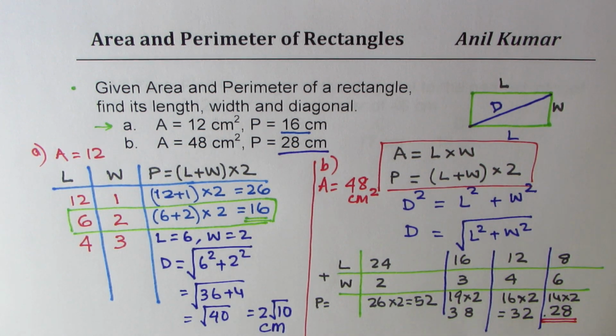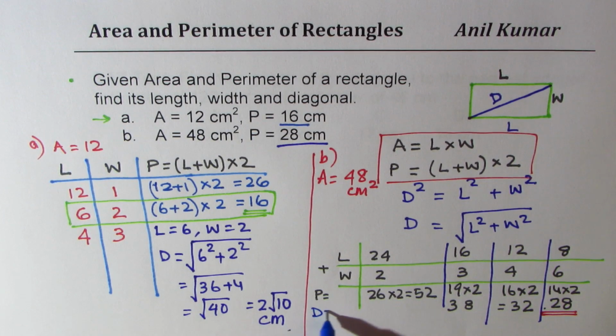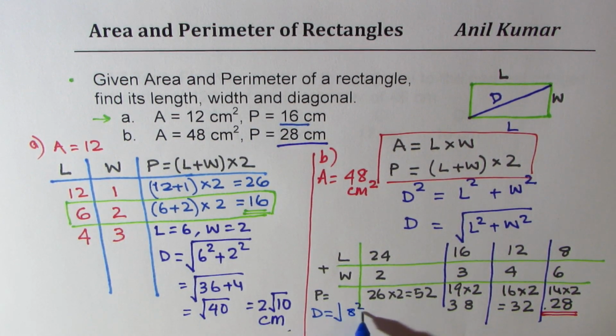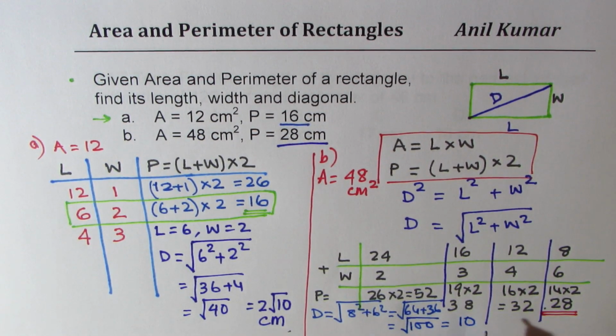Now for this, what is the diagonal? Let me just fill up the diagonal here in the limited space which I have. So the diagonal here will be the square root of 8 square plus 6 square, and that is equal to how much? The square root of 64 plus 36, and that is equal to the square root of 100, which gives you 10. So for case 2, diagonal is 10.